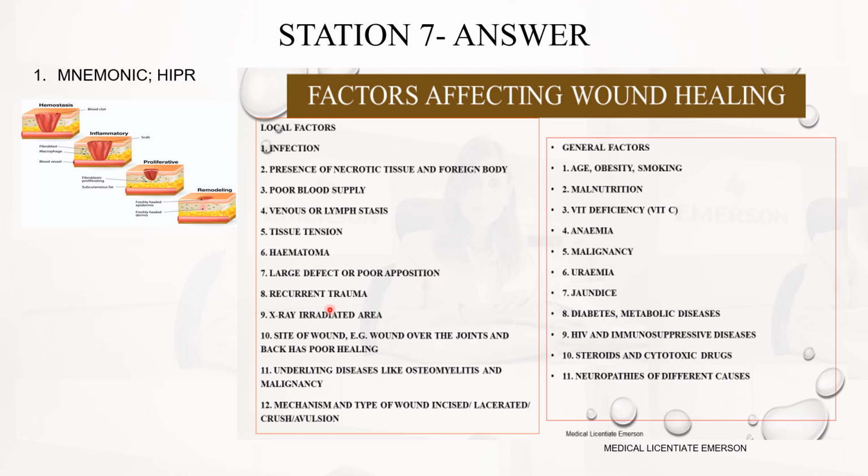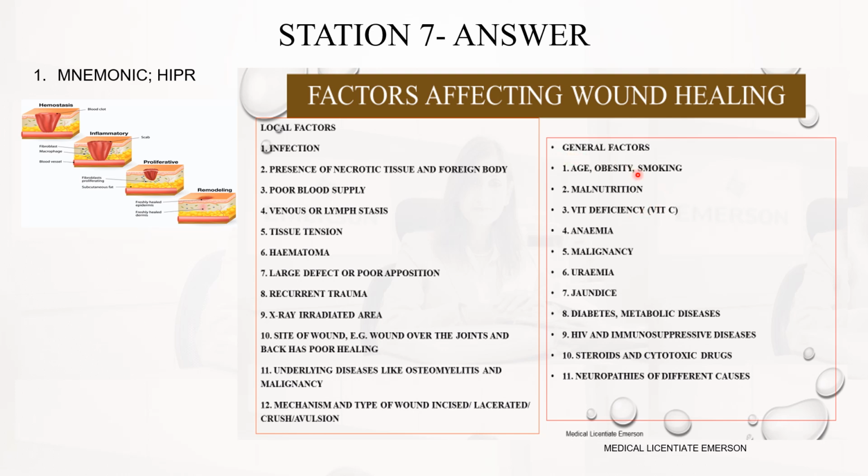or poor apposition, recurrent trauma, X-ray irradiated area, site of the wound, for instance, wounds over the joints and the back have poor healing. You have underlying diseases such as osteomyelitis and malignancy. You have mechanism and type of wound such as incised or lacerated or crushed or avulsion wounds. These ones also have a problem during healing. Okay, so these are local factors that have to do with at the site or near the site.